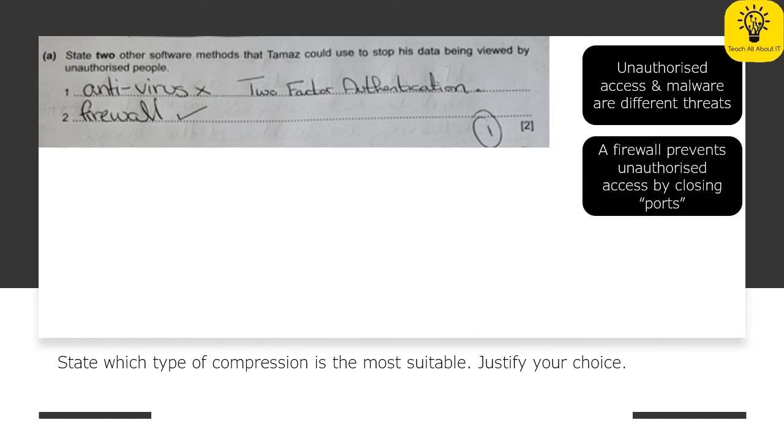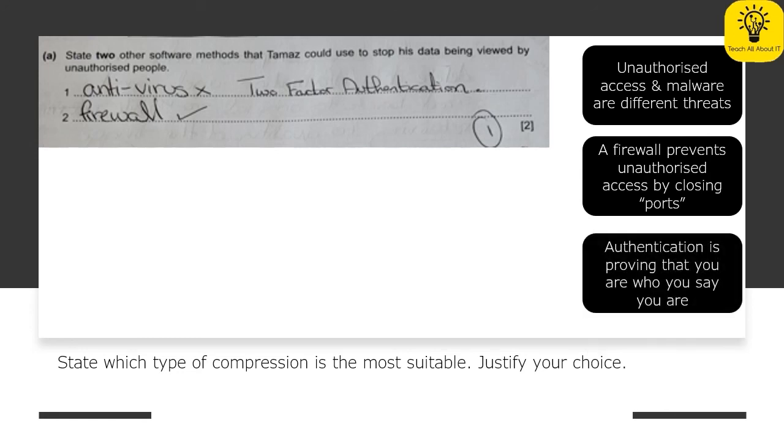Now a firewall is going to prevent unauthorized access, and it closes these gates called ports. And ports are essentially the way into the digital network, usually in this case from the internet. Authentication, which would have been our other answer, is proving that you are who you say you are. So here we've used the idea of two-factor authentication. Now two-factor authentication in this case could be a PIN sent to a mobile device, or it could be something like biometrics, a fingerprint, or a facial recognition scan, because of course you could be using your phone.